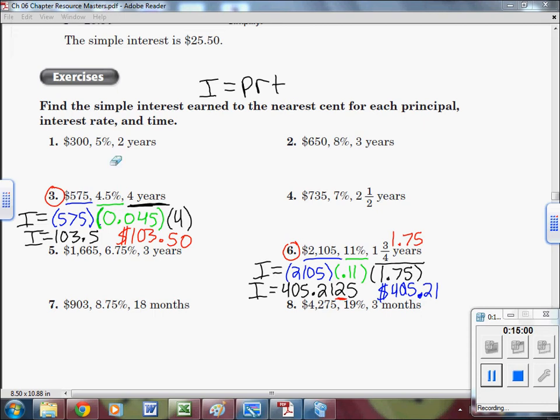So for now, hit pause if you need some more practice and try out these other questions on the screen. I'm going to hit pause. I'm going to write the answers. I'm going to leave them up there for a couple seconds, and I'm going to move on. That way you have a few more practice problems to check yourself with.